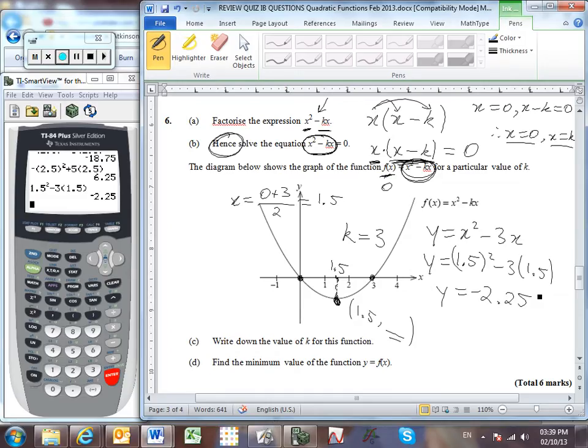So what is the minimum value? That is to say the y value, right? Value means the y value. The minimum value is negative 2.25. That is the only answer that they're looking for. You don't need to give the coordinates of the point.